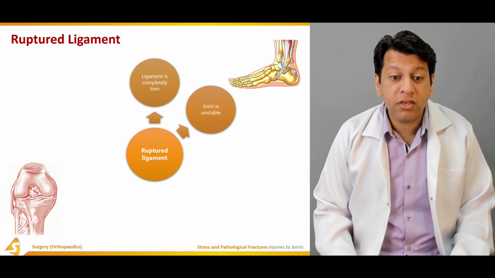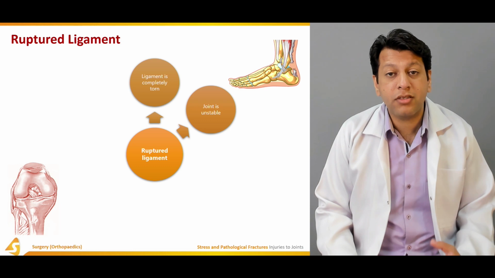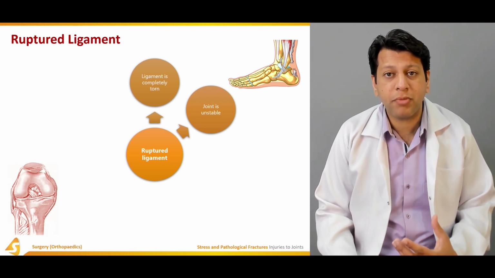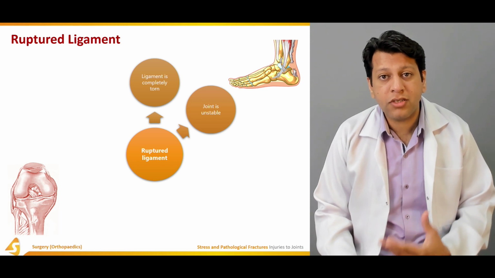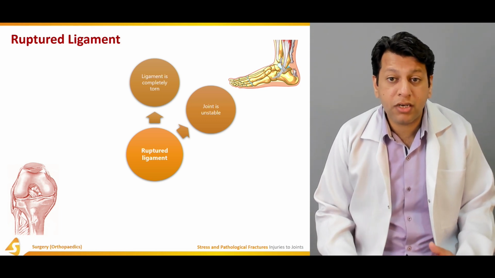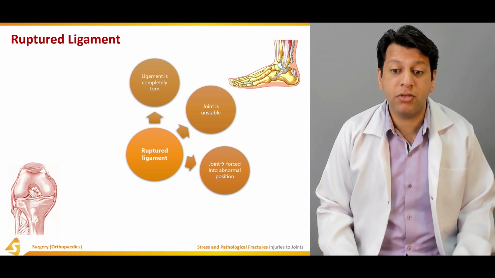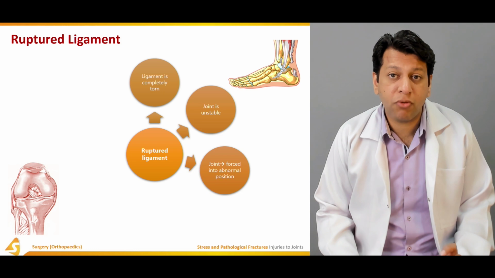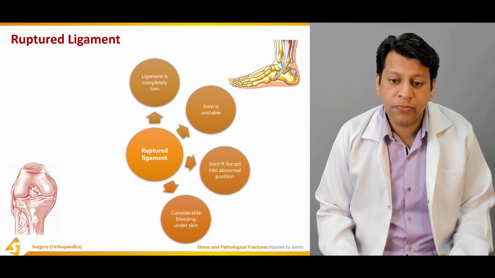Joint is unstable. If you see the ankle joint, the classical stabilizers are those ligaments in the medial and lateral aspects, plus the tendo Achilles and interosseous ligament. If they're completely torn, the joint becomes grossly unstable, and the joint is at times forced into an abnormal position in the form of a varus or a valgus deformity.